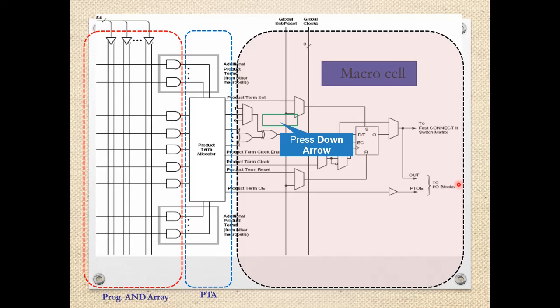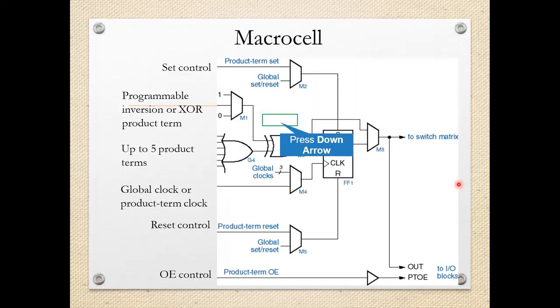We'll see the details of this macro cell. So this macro cell, the detail diagram is given over here. For this macro cell we have the important input that is called the set control. This will decide the signal which is going to the set input of the flip-flop, so it can set the particular flip-flop.